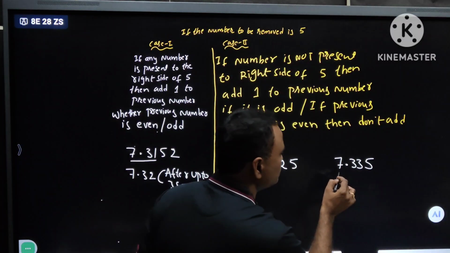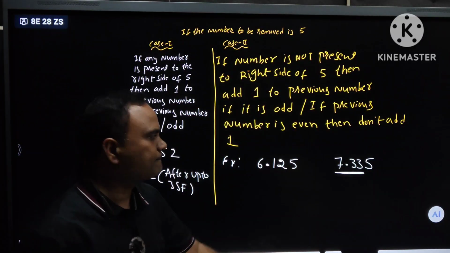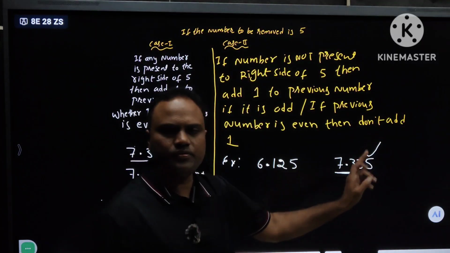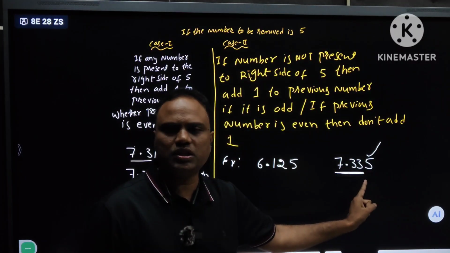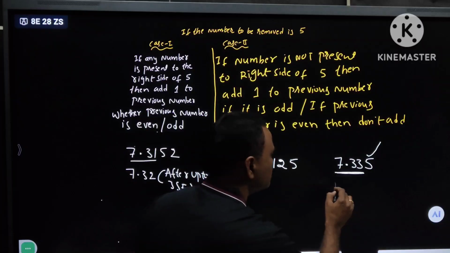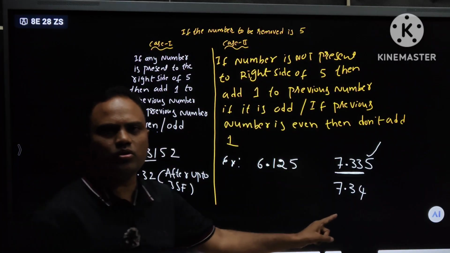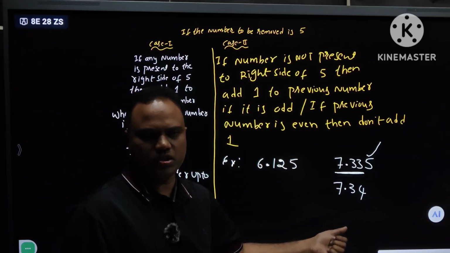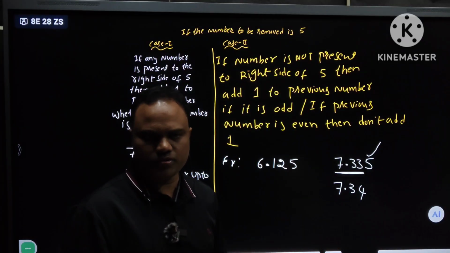See, rounding up to 3 significant figures. We have to remove 5. Previous number is even or odd? 3. Odd. So add 1. 7.34, after rounding up to 3 significant figures.